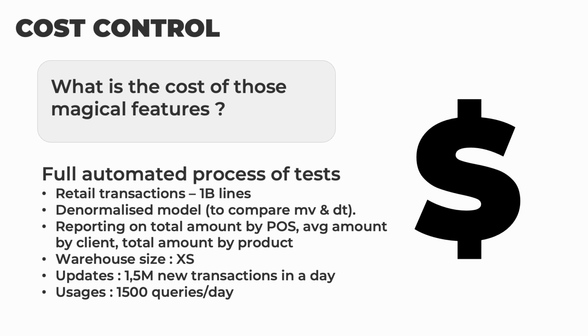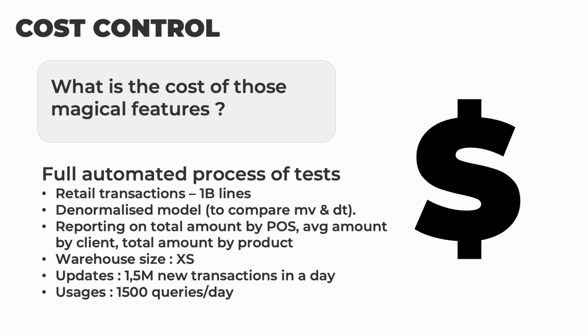Updates are an important part of this. How do we update this transaction data? We update 1.5 million lines every day of testing. Then we work on cadences. You'll see that there are 3 use cases. One where we update very quickly, one use case where we update a little less quickly, and one use case where we update a lot less. In parallel with these updates, so that MV and DT are sufficiently sheltered, we have a usage of around 1,500 requests per day.